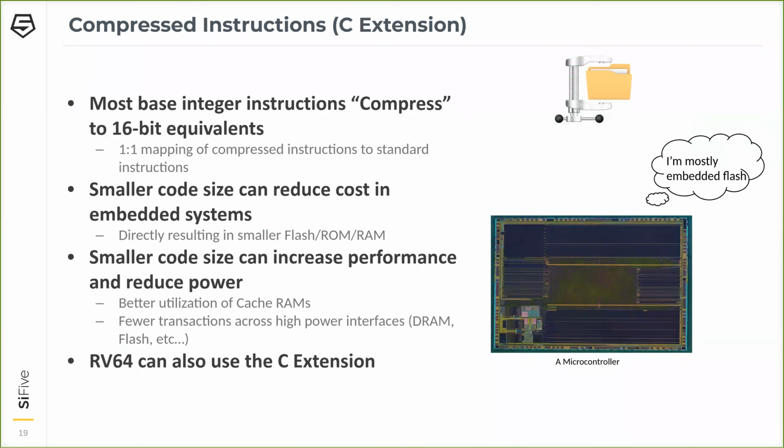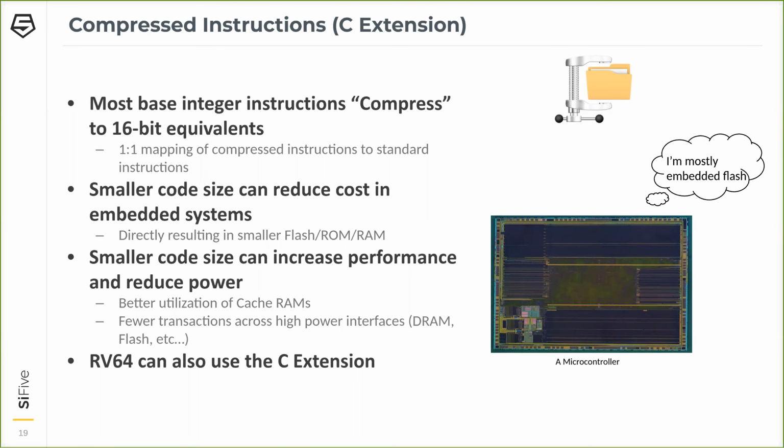And so we'll start with compressed instructions. So most of the basic integer instructions compress. That is, they have 16-bit equivalents. And the reason why you might want compressed instructions is for smaller code size in embedded systems. So in embedded systems, typically these devices are dominated in cost by the amount of flash and RAM on a device. So the more dense your code and data, the smaller your memory requirements are and the lower the cost of the device.